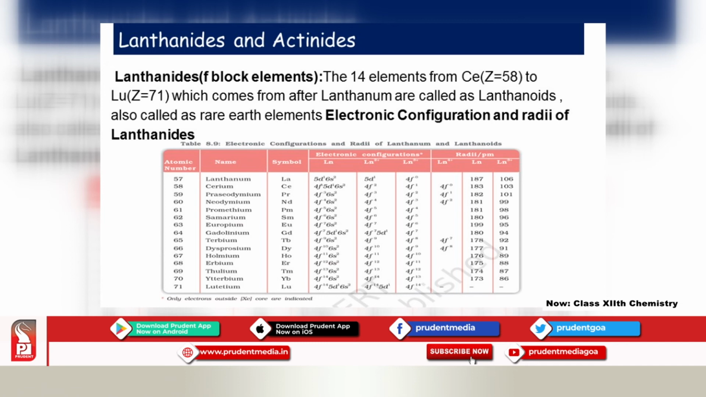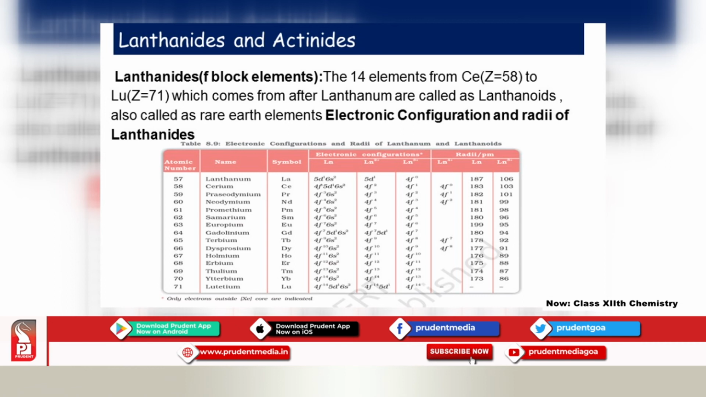Look here. In this case, the lanthanides start with cerium, praseodymium, neodymium, promethium, samarium, europium, gadolinium, terbium, dysprosium, all these things. Let us see their electronic configuration.